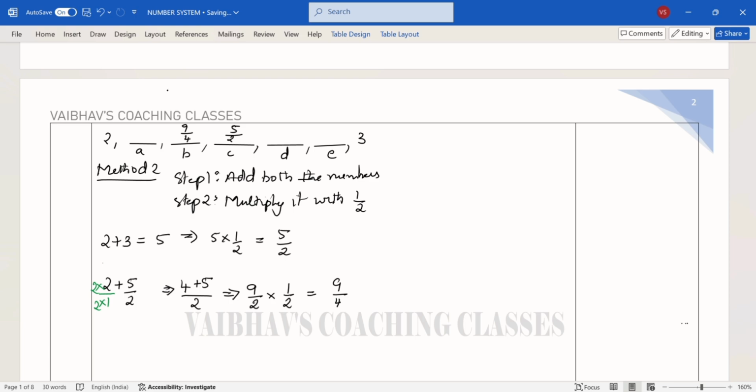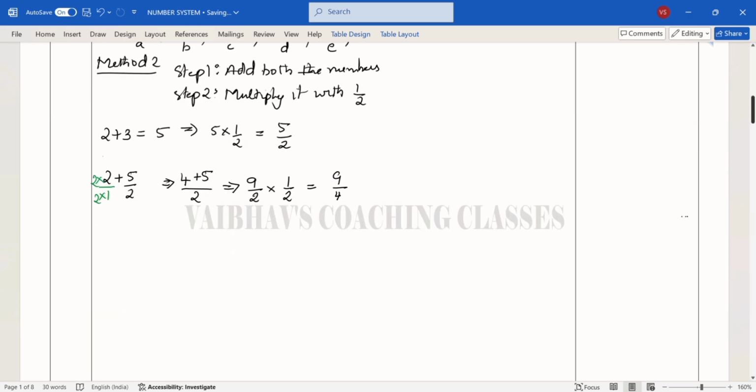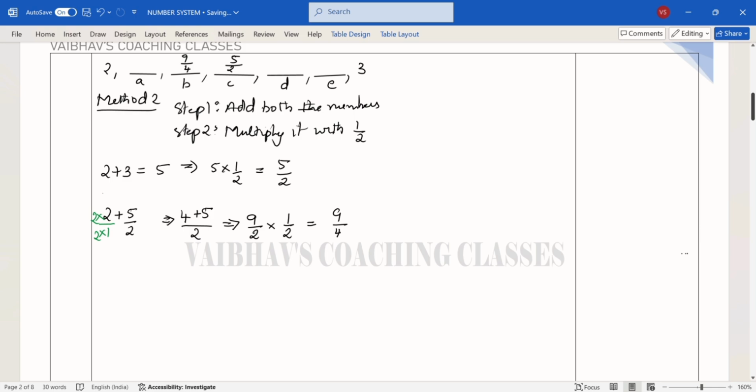Now, we need to find the number for the position A. So, again the method repeats itself, that we need to add the first and the second term. So what are the numbers? The numbers are 2 plus 9 upon 4. So same thing here, there's no number in the denominator for 2, so we'll write it as 1, and then we'll take an LCM. So the LCM of 1 and 4 is 4, so I'll just multiply both the numerator and denominator by 4. So 4 into 2 is 8.